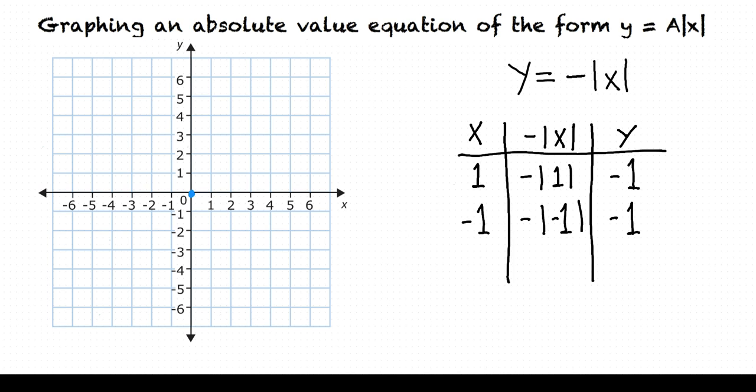Now we can plot these points. 1, negative 1, and negative 1, negative 1. Now that we have a point on both sides of our vertex, we can draw lines from the vertex through each of these points to create our graph. And now we're done. So, to graph an absolute value function, first we plot the vertex, then we plot a point on either side of the vertex, and then we draw lines connecting the vertex to both of those points.